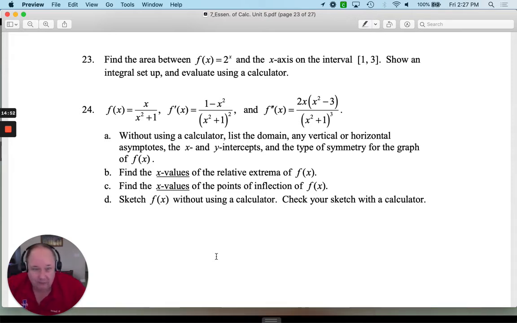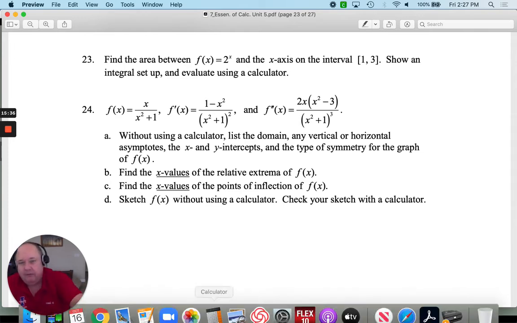List any vertical. We have no vertical asymptotes, no domain restrictions. How about horizontal asymptote? Well, the bottom is more powerful. So whenever the bottom has a bigger degree, the horizontal asymptote is y equals 0. How about intercepts? We only have the intercept from the numerator, 0, 0. So the x in the numerator is 0 is the intercept. If I plug in 0 for x, I get it too. So only 0, 0 is an intercept. And what type of symmetry is it? So for 24, well, we'll look off the graph. It might be an odd symmetry. Okay.